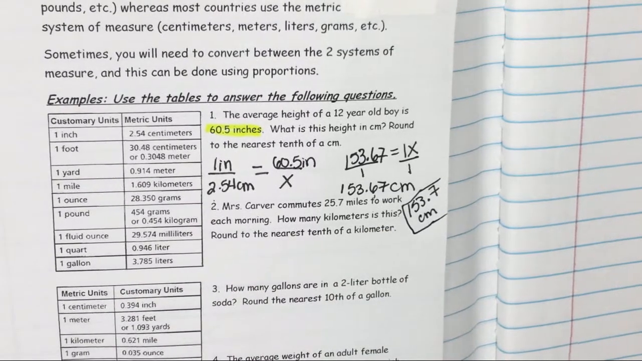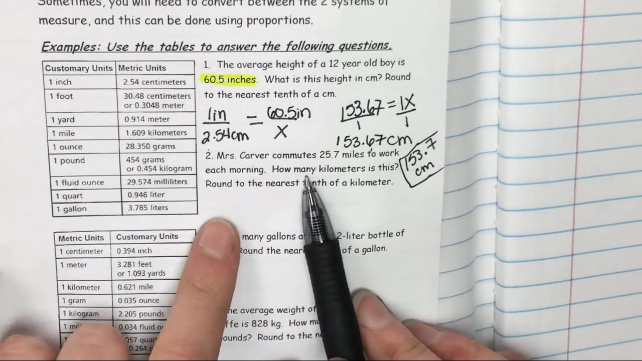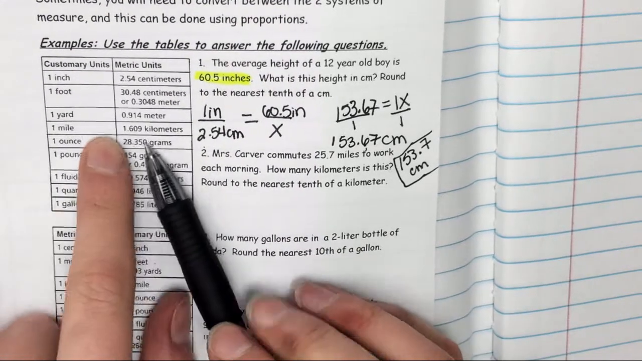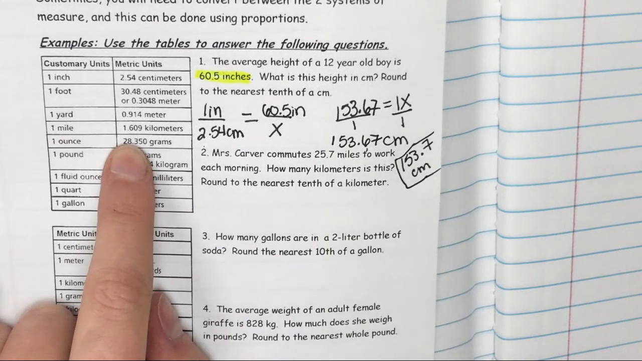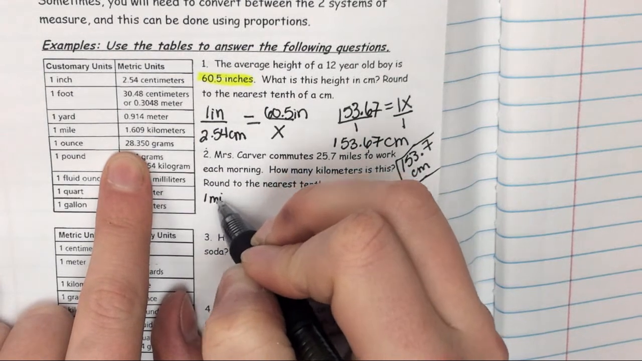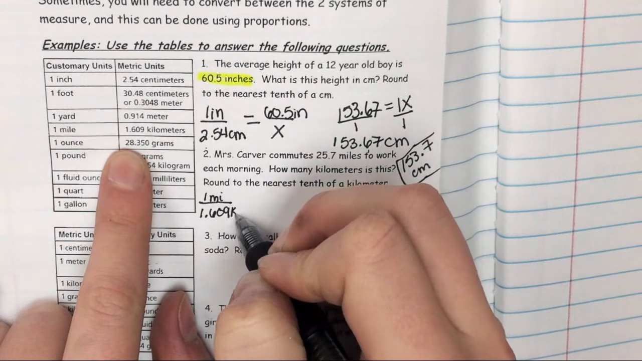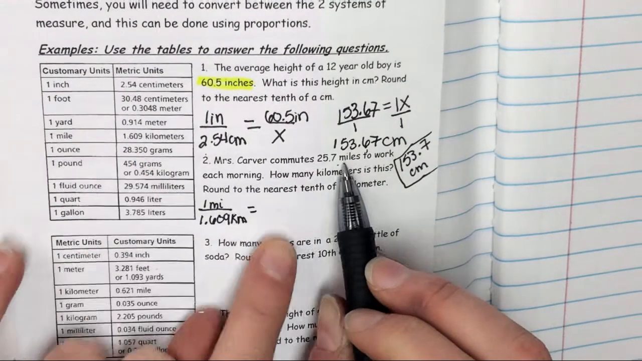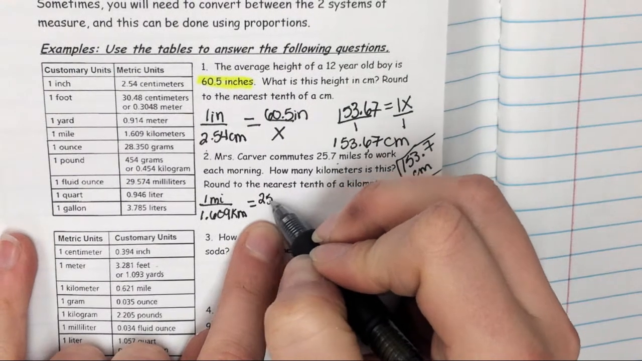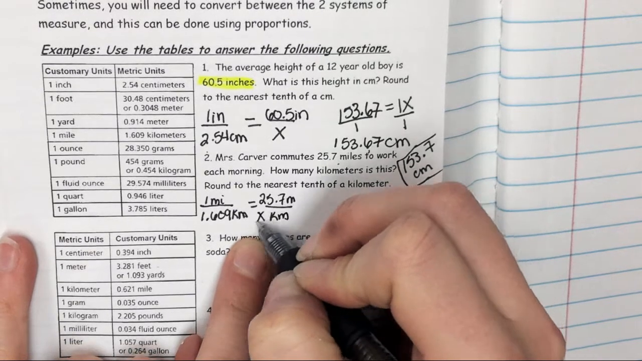All right, number 2. Mrs. Carver commutes 25.7 miles to work each morning. How many kilometers is this, round to the nearest tenth of a kilometer? So I'm going to do the same thing. I'm going to look for miles and kilometers. Here's miles, and 1 mile is 1.609 kilometers. So I'm going to start with that side. So 1 mile is equal to 1.609 kilometers. And I'm commuting 25.7 miles, and I want to know that in kilometers. So that goes on the bottom.